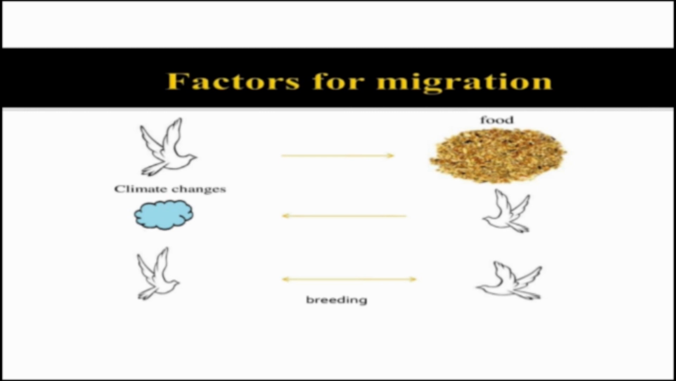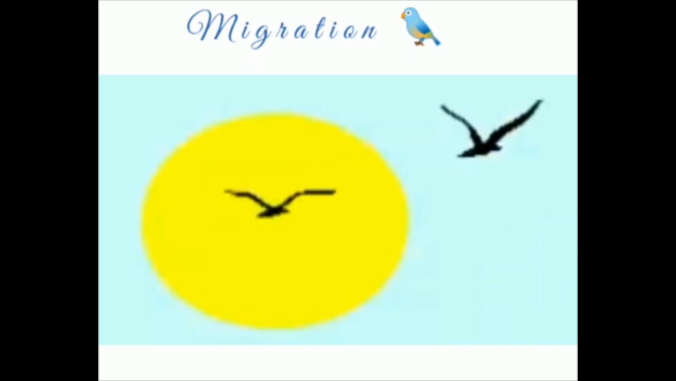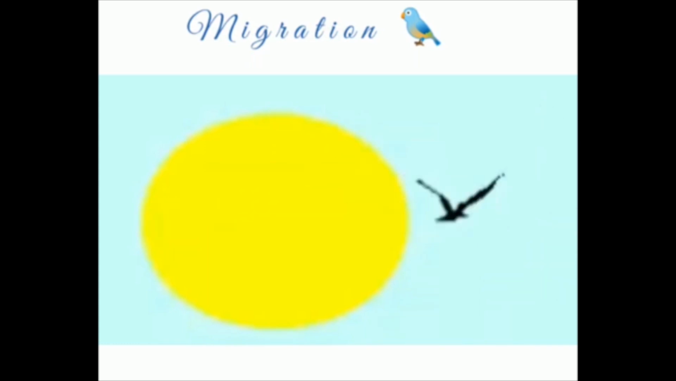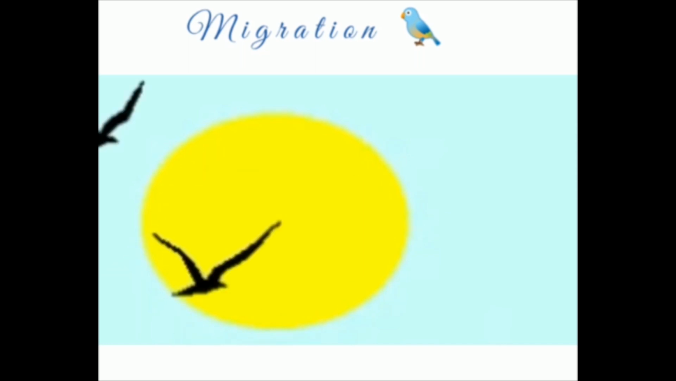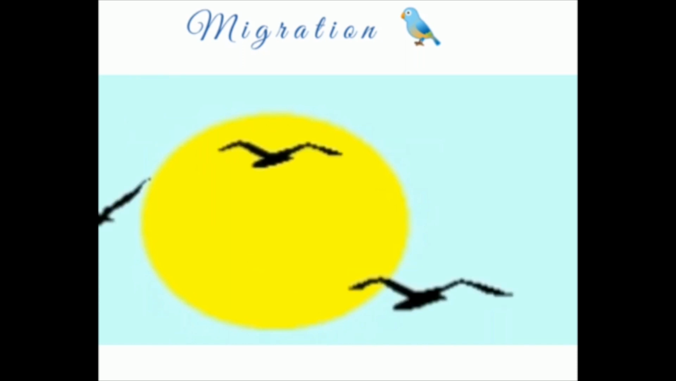Timing of migration seems to be controlled primarily by changes in day length. Migrating birds navigate using celestial cues from the sun and stars, the Earth's magnetic field, and mental maps.